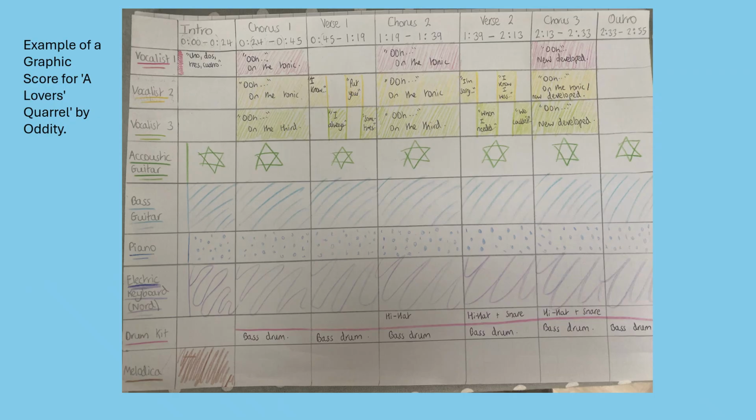Here is an example of a graphic score for the structure of A Lover's Quarrel. I have created a graph using different colours, shapes, and text to visually represent when each instrument should play. The graphic score could be used alongside other pieces of notation, such as guitar tabs and drum notation, to help musicians play the full piece.